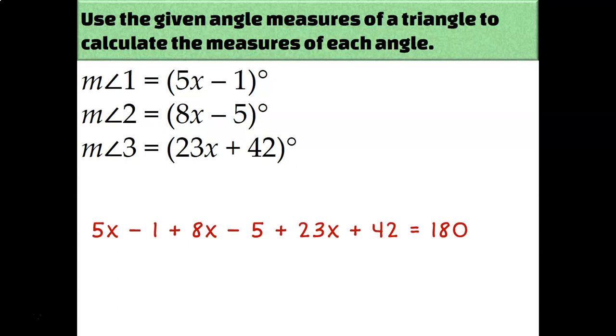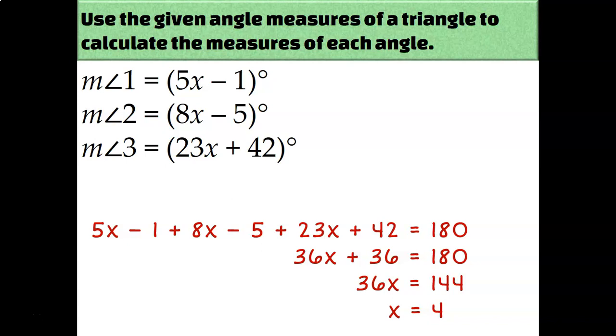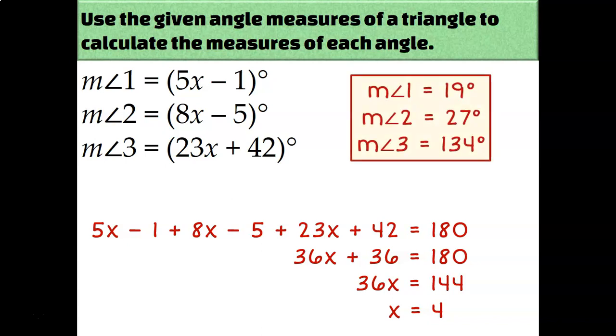The equation I would write is 5x minus 1 plus 8x minus 5 plus 23x plus 42 is equal to 180. I just added all three of those expressions together and set it equal to 180. And now I'll combine like terms, subtract 36 and divide by 36, and I get an answer of x equals 4. To get each of my angle measurements, my actual answers, I'll plug 4 in and get answers of 19, because that's 5 times 4 minus 1, and 27, because that's 8 times 4 minus 5, and 134. So that's 23 times 4 plus 42.